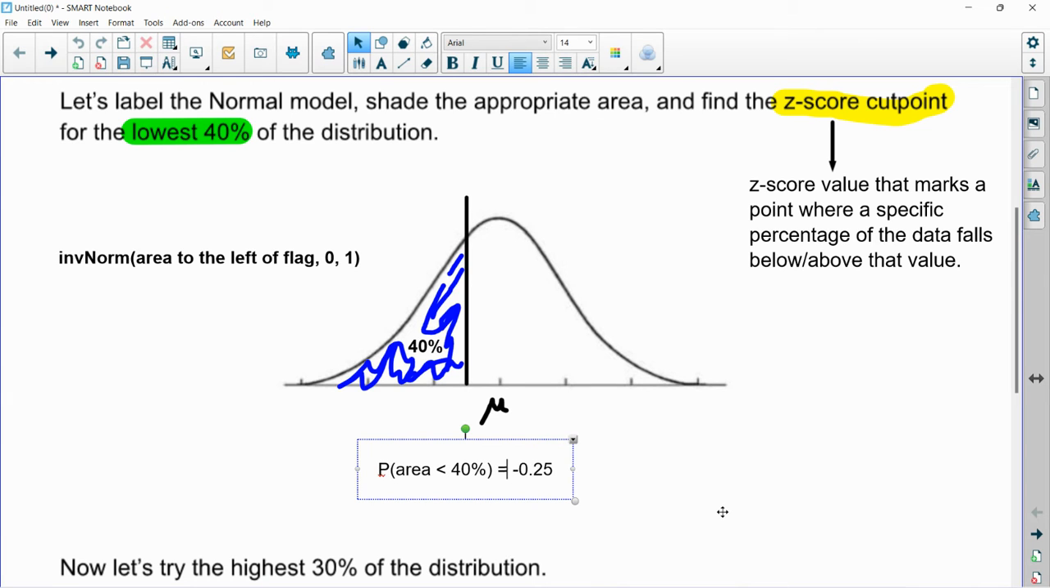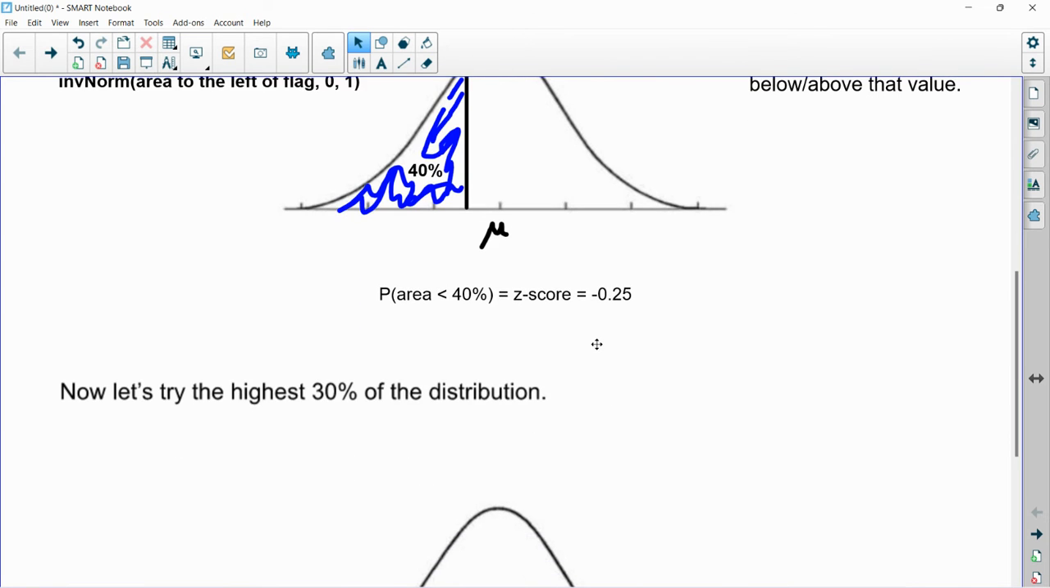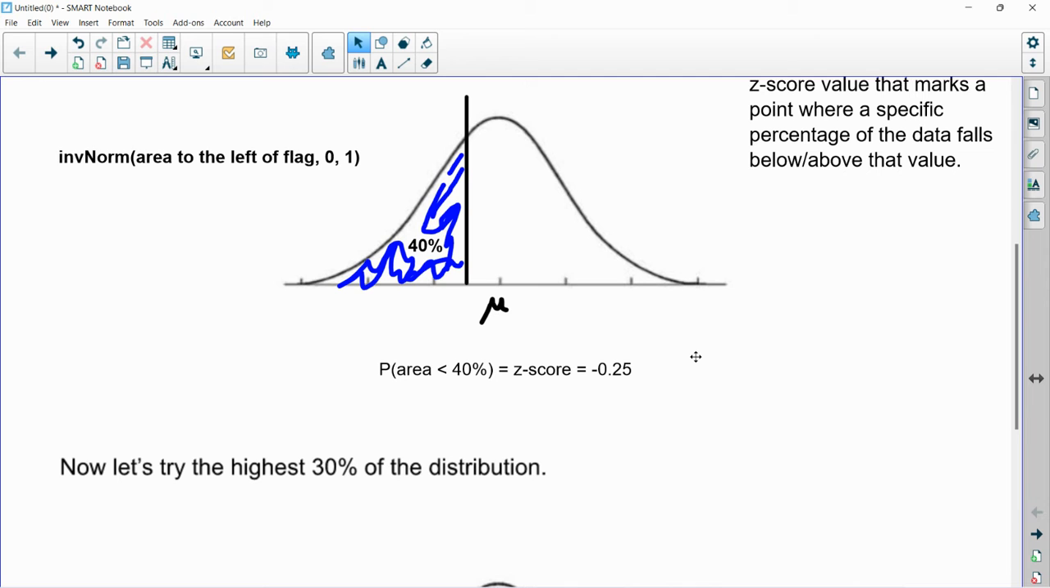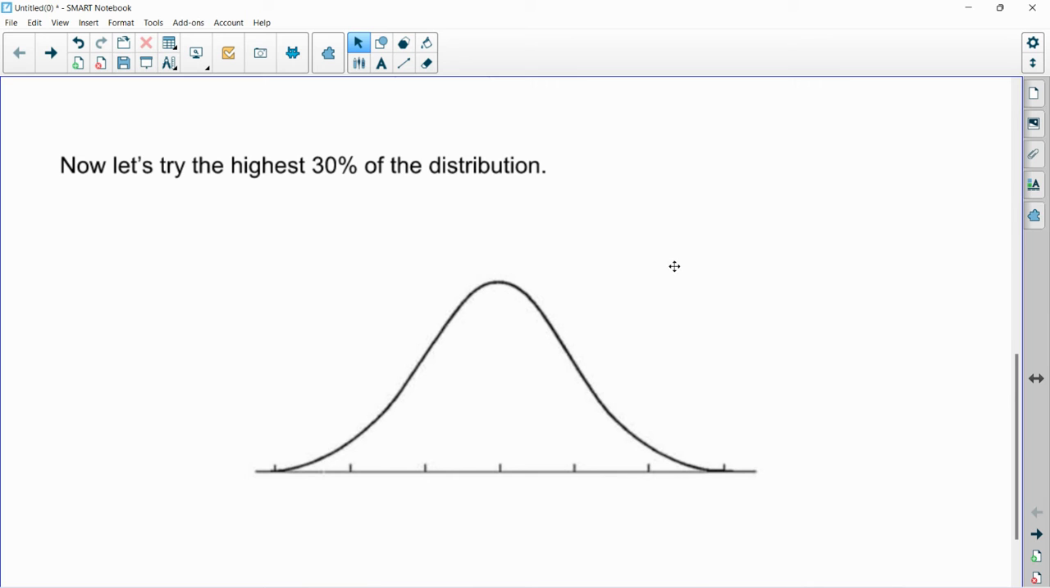And you know what, let's change that. There we are. So the z-score of 0.25, okay, 0.25, negative 0.25. All right, let's try the highest 30% of the distribution.